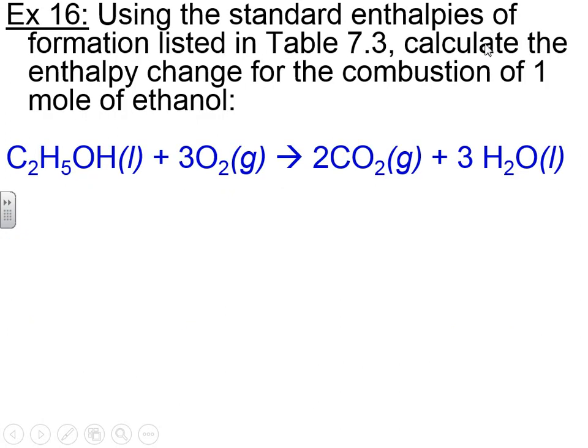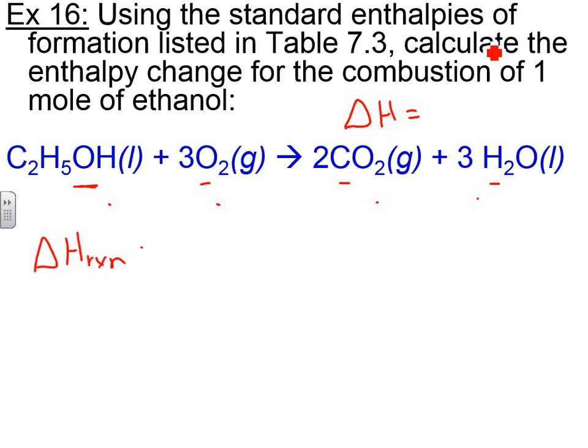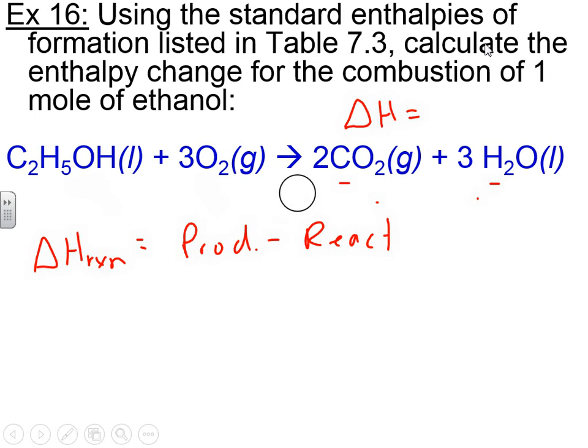So here it says, using the standard enthalpies of formation listed in the table above, calculate the enthalpy change for the combustion of 1 mole of ethanol. So now, this is a reaction where we're burning ethanol and oxygen to produce CO2 and H2O. So we can actually get the delta H of this reaction by using the heats of formation, by simply doing products minus reactants. So the delta H of our reaction will simply be products minus reactants. It really comes down to that. Now what we need is to look up the heats of formation of these compounds. So let me write the heats of formation right below them.